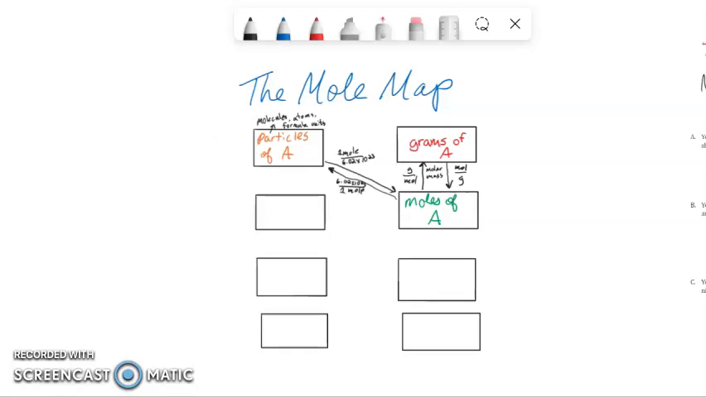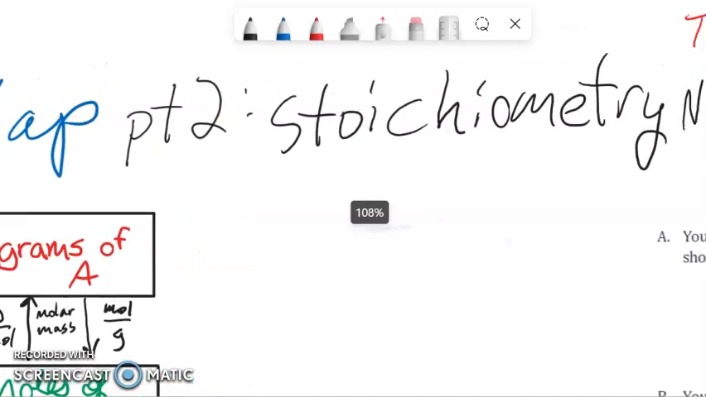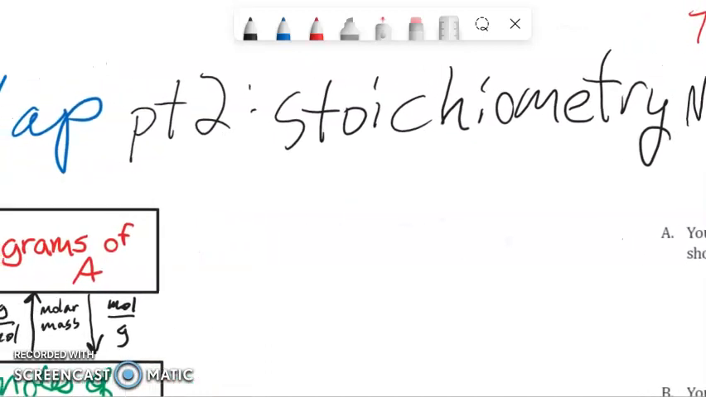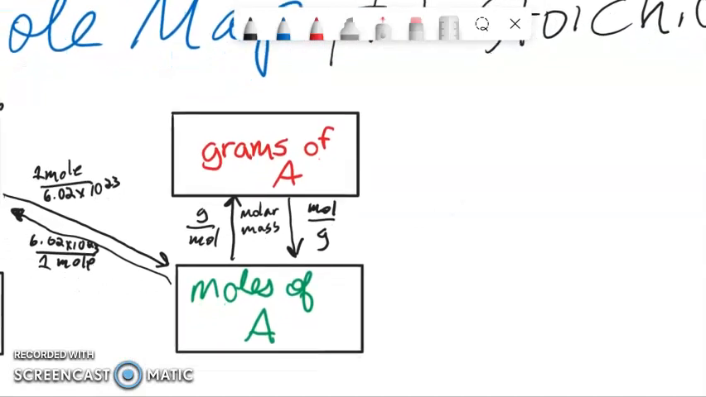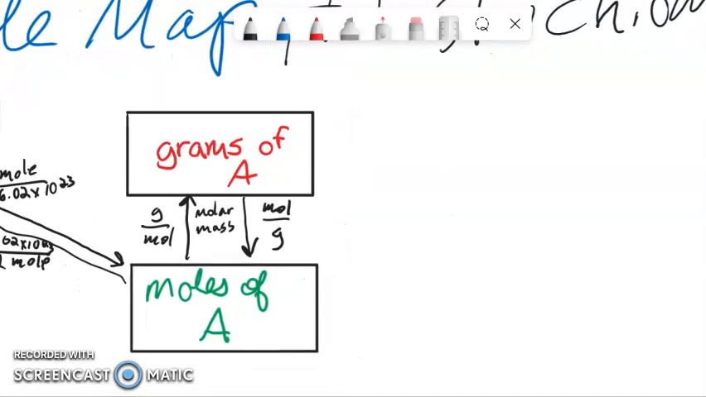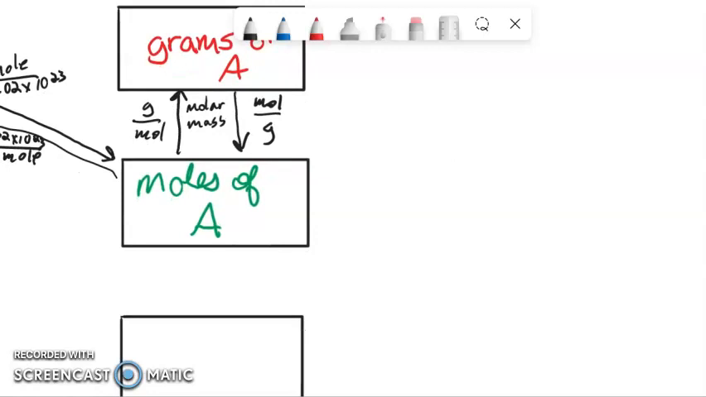All right, everybody. So we are going to continue our use of the mole map with the mole map part 2. And this is something called stoichiometry, which is a mouthful and a little bit hard to spell, but you guys can do it. All right, so stoichiometry is what happens when you are converting from moles of A to moles of B.